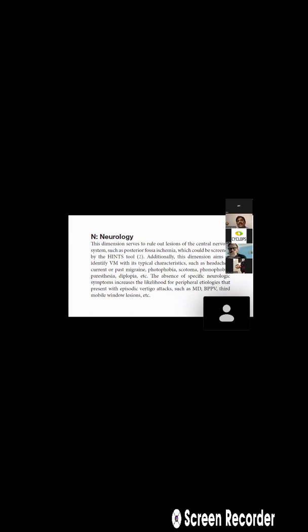So, if somebody has an associated headache, somebody has phonophobia, they go in favor of a vestibular migraine. Somebody comes with diplopia, somebody comes with dysarthria, they go in favor of something vascular going on there. And nothing neurological means possibly we are looking at a purely peripheral etiology.